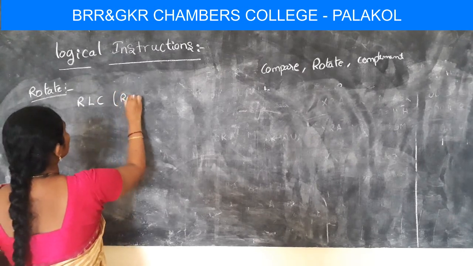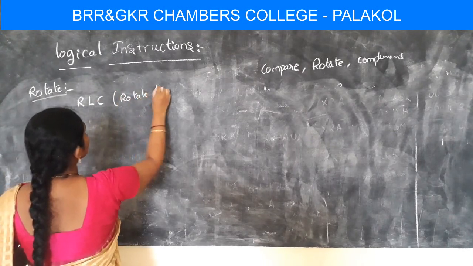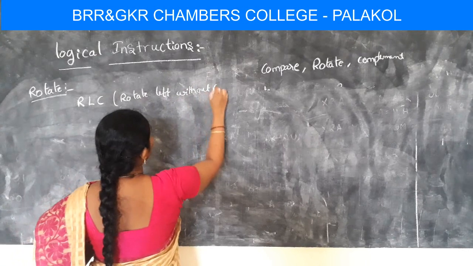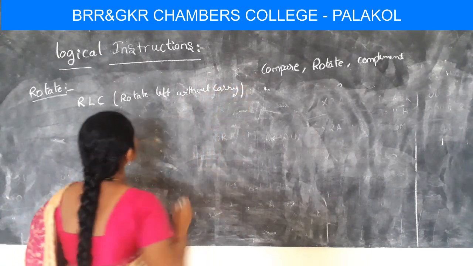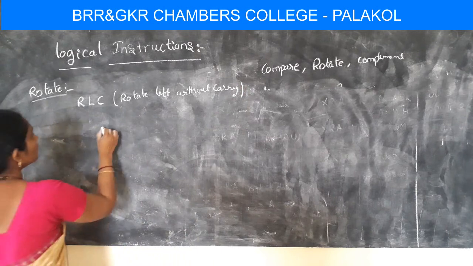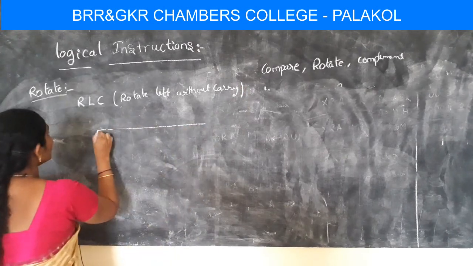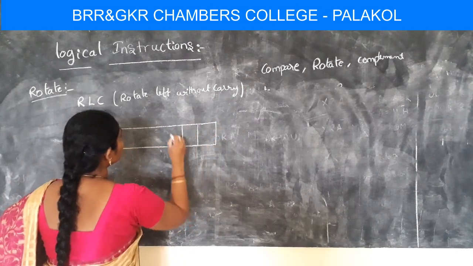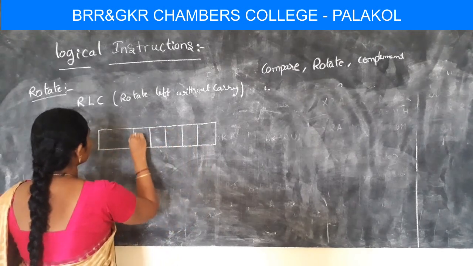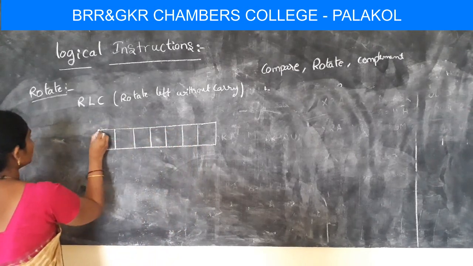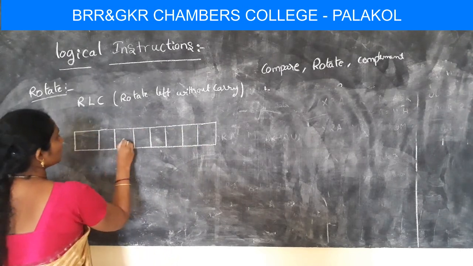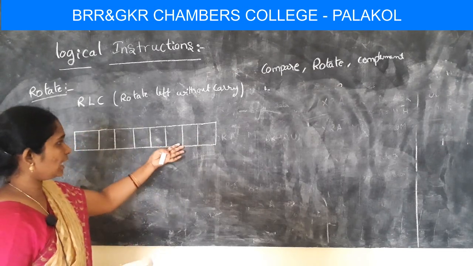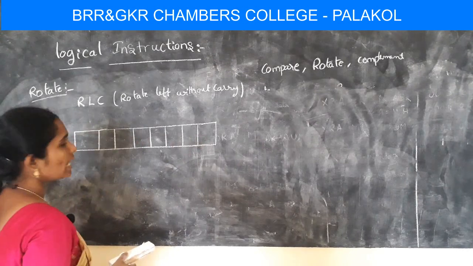Rotate left without carry. The meaning of this instruction is this: I will consider an 8-bit data, bits 1, 2, 3, 4, 5, 6, 7, 8. So I will consider an 8-bit data, and this 8-bit data is moved to the left side.